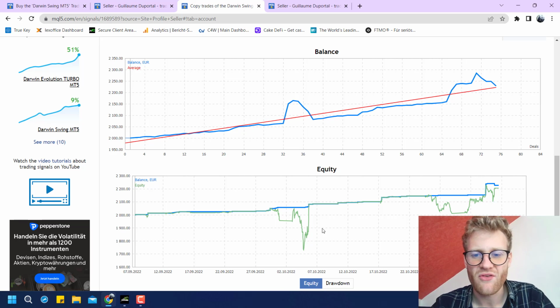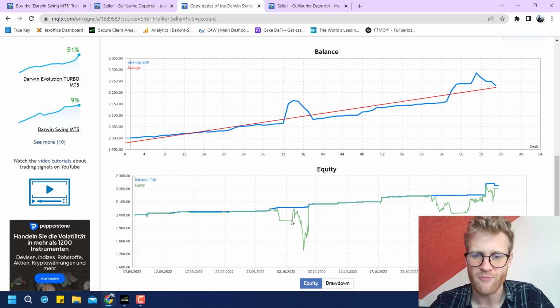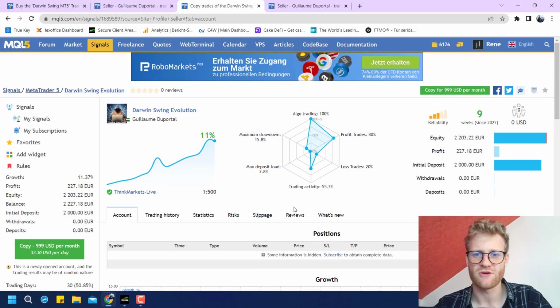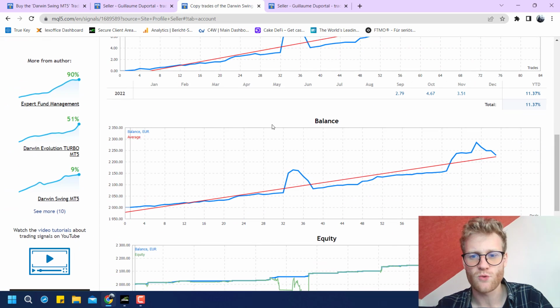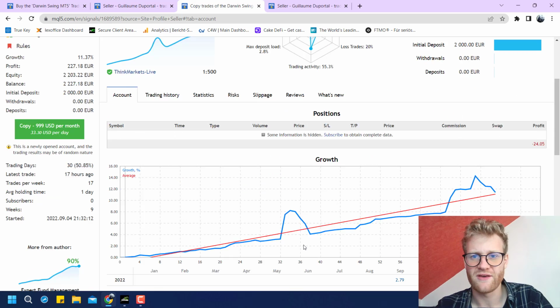So the more important thing, in my opinion, is the equity, because the equity also takes into account the currently open positions. If they are in a drawdown, if they are losing at the moment, the equity curve will decrease in value. And this is why you can see these drawdowns that you do not see in the balance curve. So this is for the signal here. So we can already see what we will have to look for in the backtest.